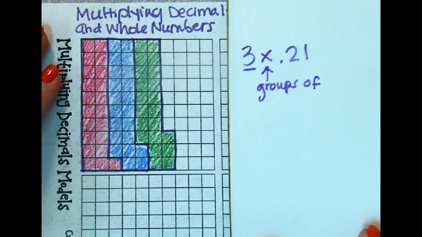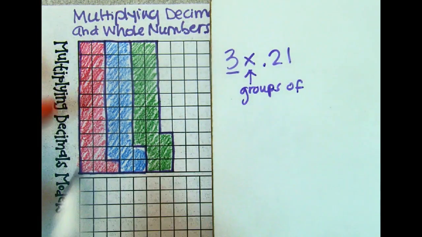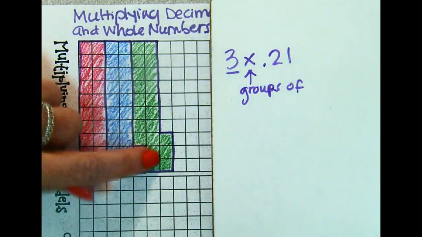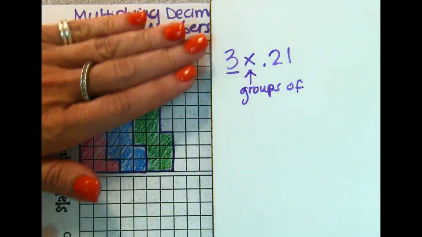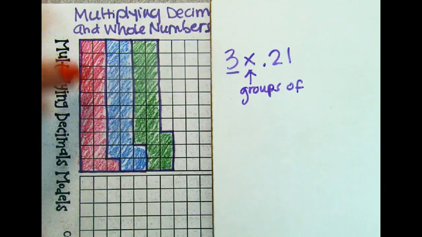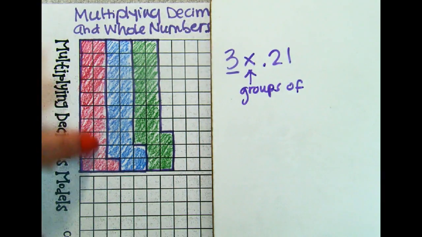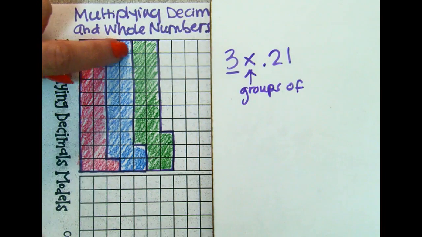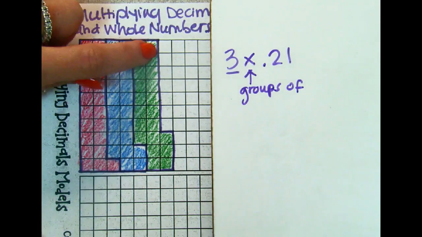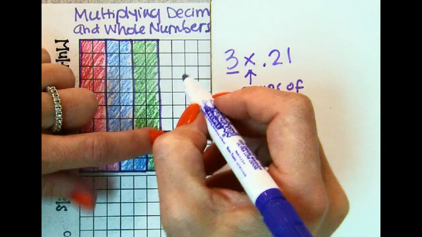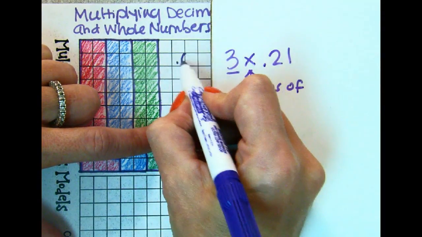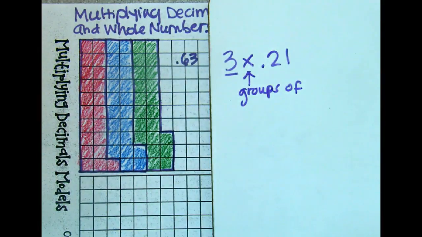Okay, so let's see what we have here. We say that this is 3 groups of 21. I think you'll agree. So let's see what we actually have that's totally shaded. Doesn't matter what color, what is shaded. We have 10, 20, 30, 40, 50, 60, 61, 62, 63. I'm saying that we have 63 hundredths shaded.